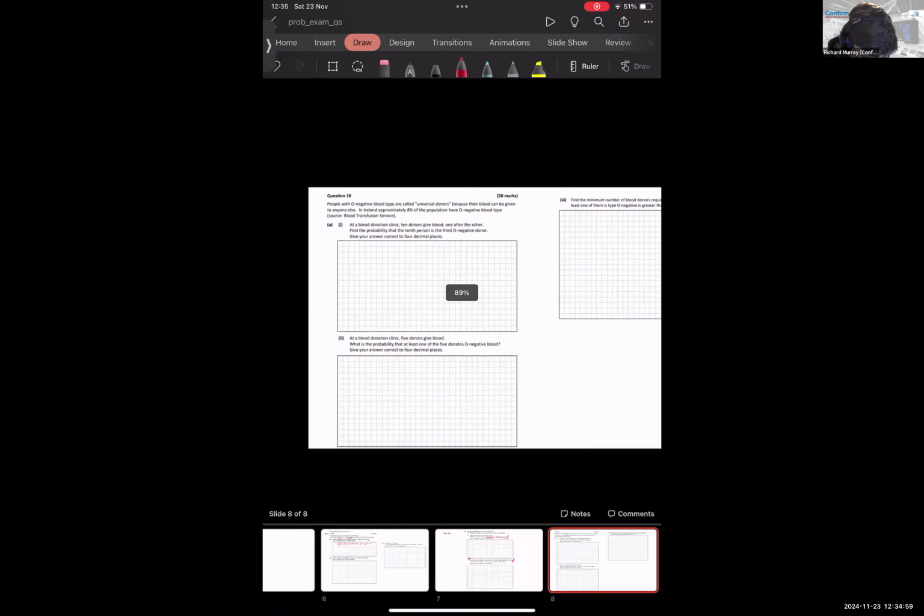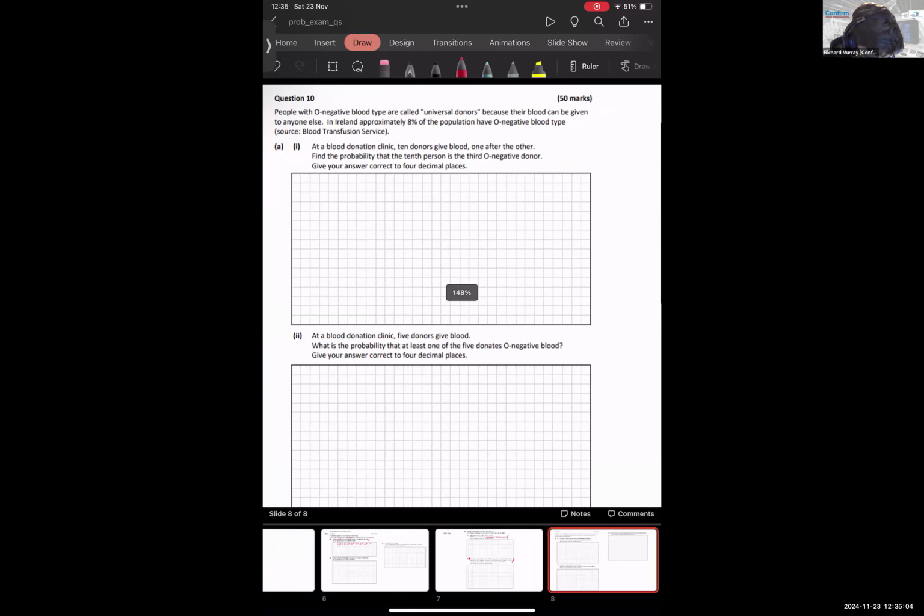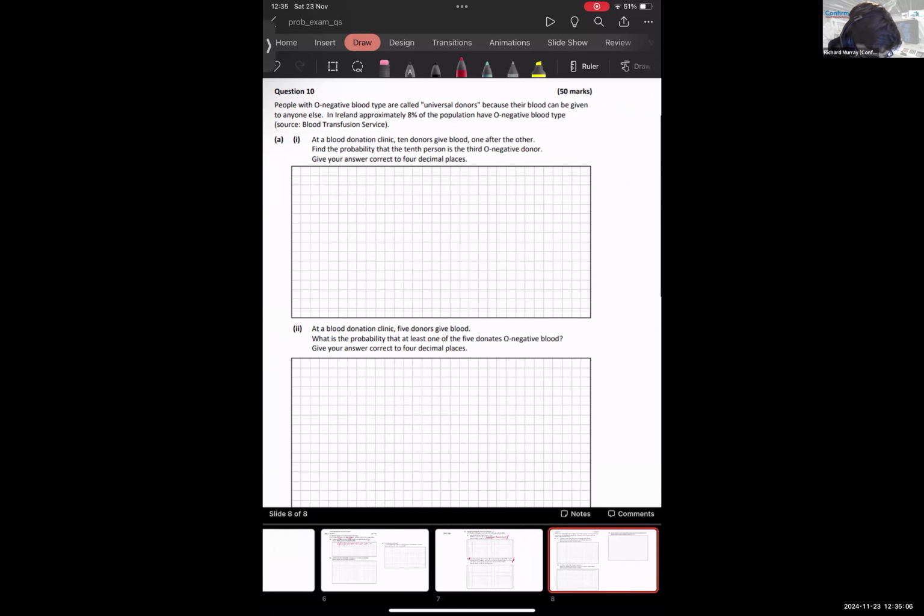And just on this last question, I don't know which year this was from, but we see that there is blood donors. 10 donors give blood, one after the other. Find the probability that the 10th person is the third O negative donor. So again, we see that this is a Bernoulli trial where the first 9 people, we only care about the overall outcome, not the actual order they've occurred in. So you'll see that a lot of the very interesting statistics questions do boil down to just being a Bernoulli trial, but we need to be very familiar with the terminology in that throughout.